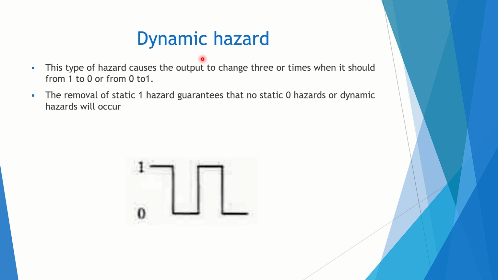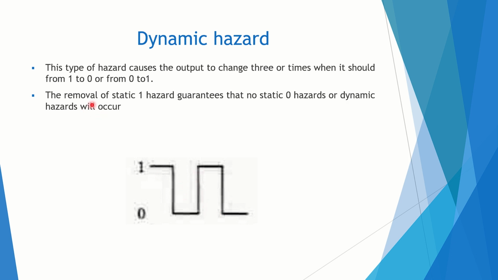Next is dynamic hazard. This type of hazard causes the output to change 3 or more times when it should go from 1 to 0 or from 0 to 1. What the theory says is that it should go from logic 1 to logic 0. See here, it goes to 0, then goes to 1, and then comes back. Again, this can also go up and come back. Then it is called a dynamic hazard. That is, there are some oscillations, some uncertainty in the output.